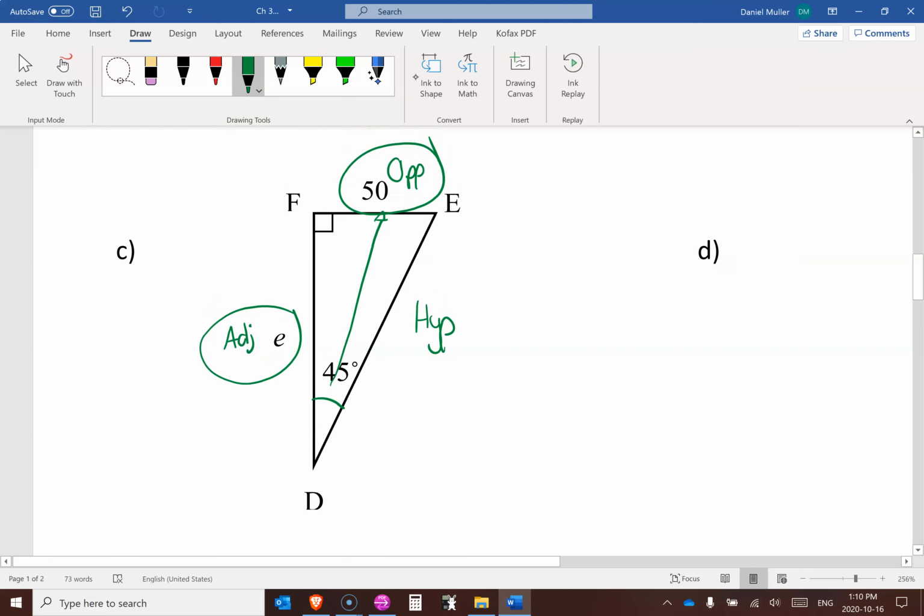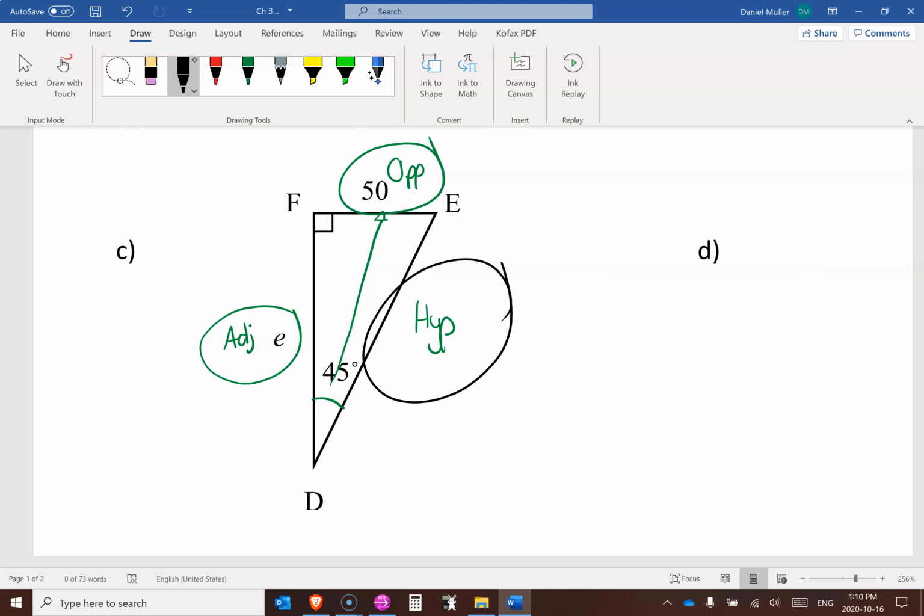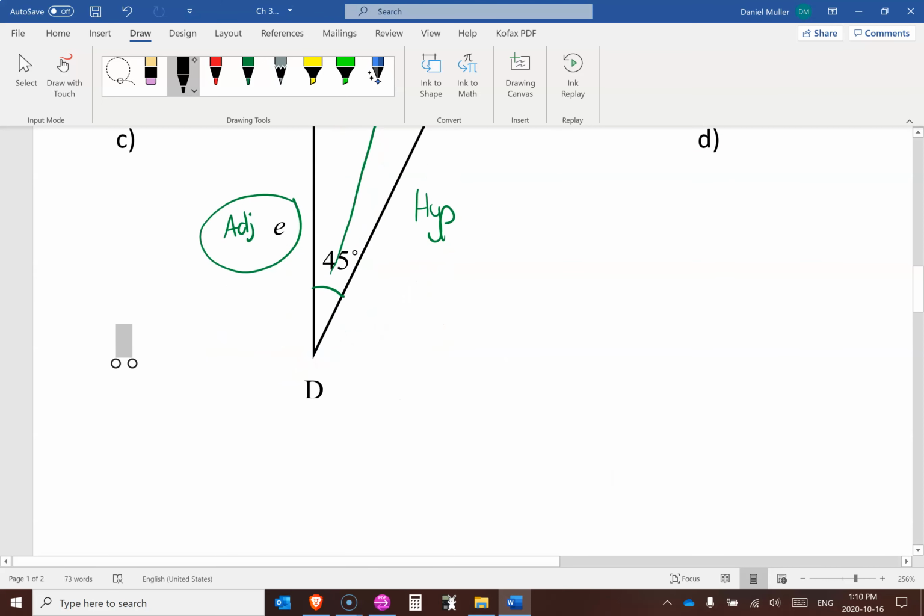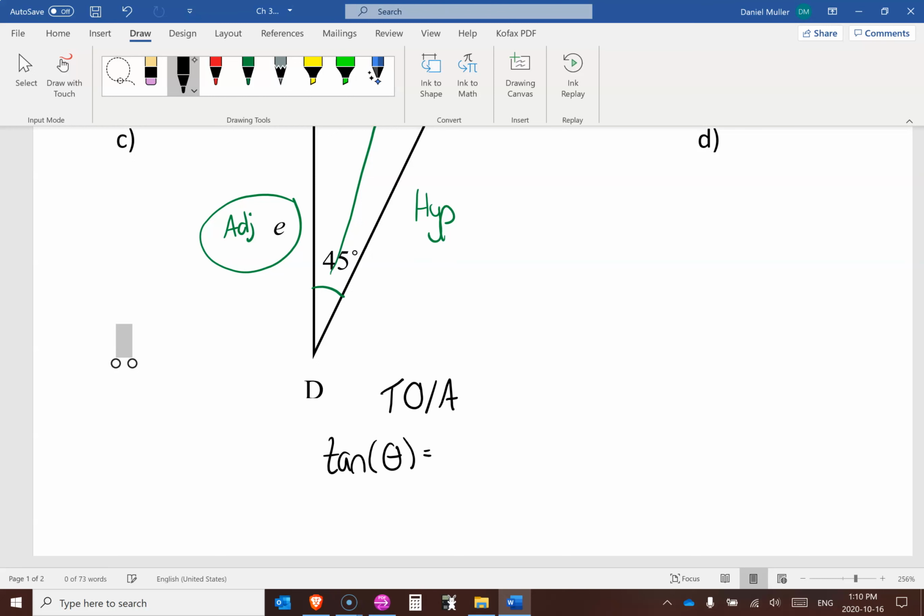Okay, so now that I have this, I need to choose a formula. I've circled the 50 because that's given to me, and I circled the E because that's what I need. I wouldn't circle that other one because I don't need it, nor is there any information there. So I'm looking for O and A, and that O and A is TOA. So TOA, O and A is tangent. My formula is tan of some angle equals O over A.